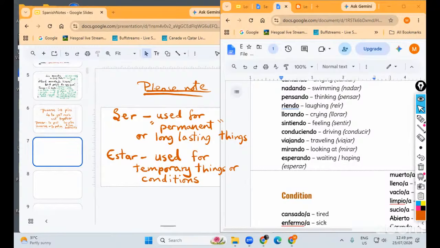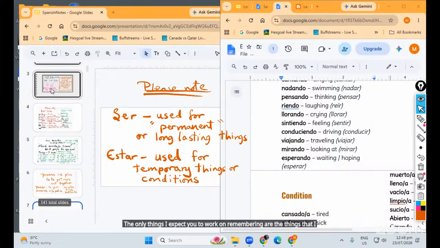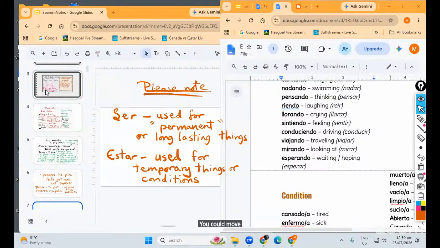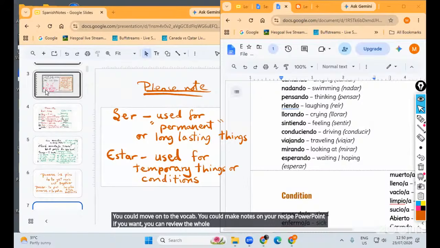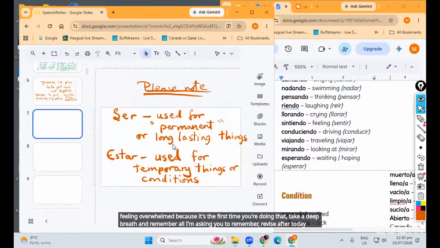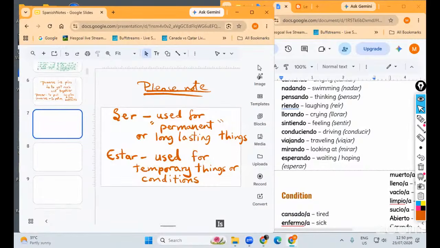The only things I expect you to work on remembering are the things that I gave you that we wrote down as notes. This is especially for the Form 1 students, right? Form 2 and 3, depending on what you've already done, and 4 and 5 if you're here, y'all could work ahead. You could move on to the vocab. You could make notes from the rest of the PowerPoint if you want. You can review the whole topic. But for the Form 1s who might be feeling overwhelmed because it's the first time you're doing that, take a deep breath and remember all I'm asking you to revise after today is what you have written down in your notes.